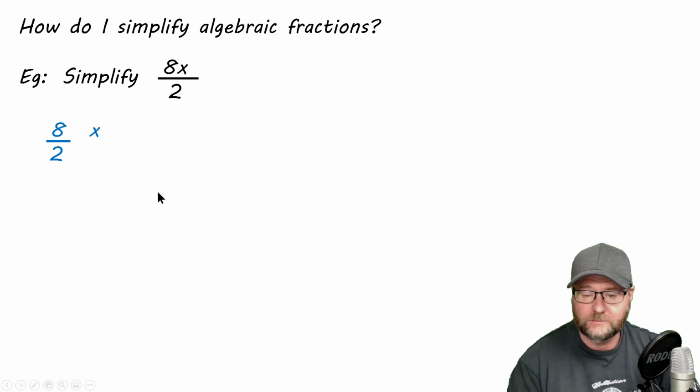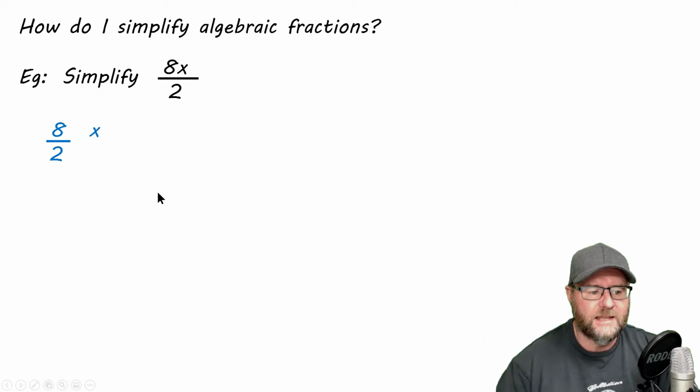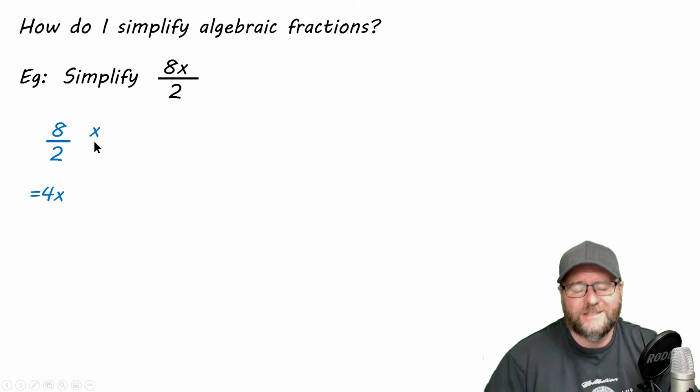of the fraction. The reason I can do that is now I can look at that and I go, well, 8 over 2, that's just 4. Right? So this bit becomes 4. This bit stays as an x. I've simplified it down to 4x. Done. That was too easy.